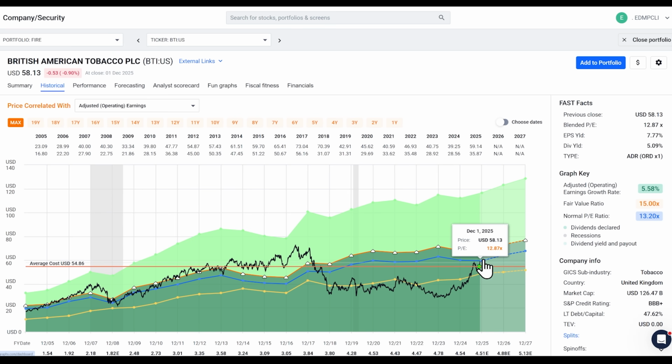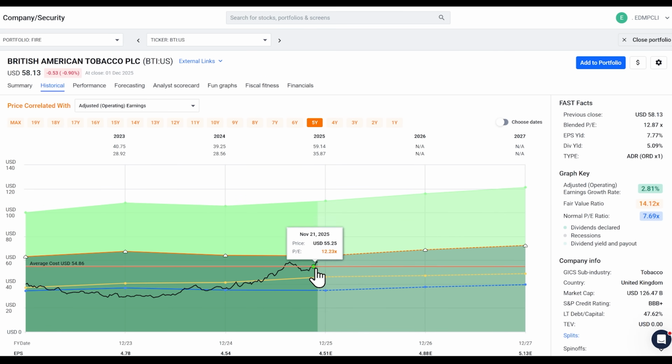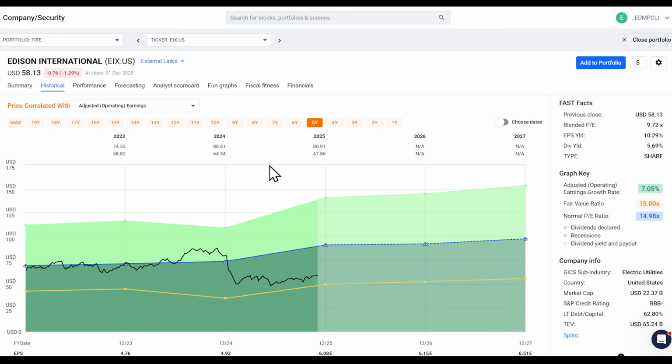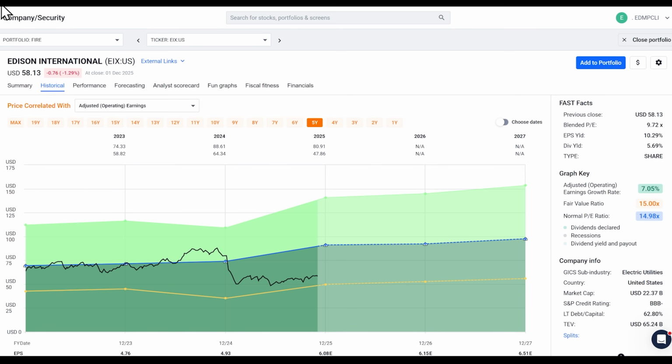And it's actually gone up from where we bought it. You can see that better if I shorten the time frame. The price, we bought it at $54.86. The price is now $58.13. Edison International is another stock with debt because it's another utility stock.